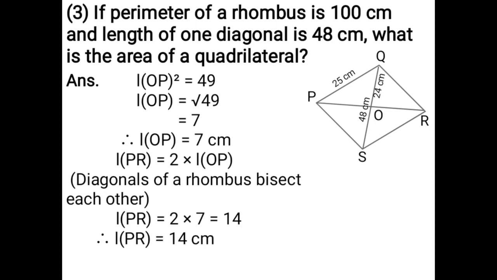Length of the other diagonal of the rhombus, that is length of PR, you got 14 centimeter. Length of one diagonal of the rhombus, which is length of QS, is given as 48 centimeter. Now you have to find the area of quadrilateral PQRS. Quadrilateral PQRS is a rhombus, so you have to use the formula for the area of a rhombus.